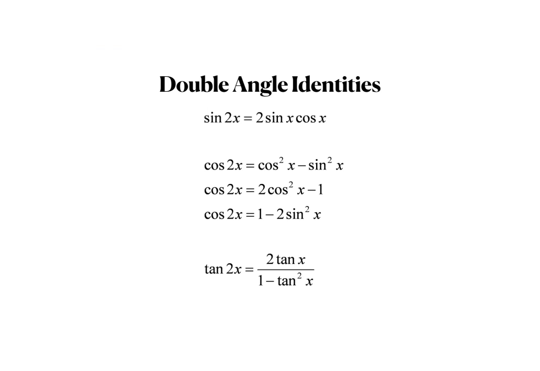Here's the next category of double angle identities. I have sine of 2x equals 2 sine of x cosine of x. There are 3 double angle identities for cosine and 1 for tangent. These are all really important, and yes, you do need to memorize them and know them.